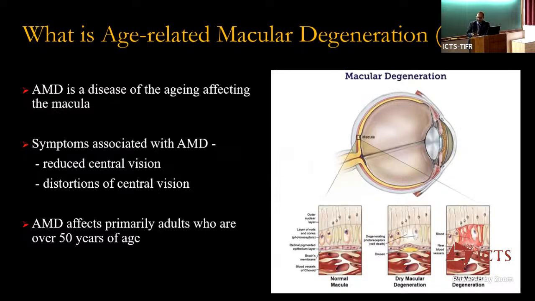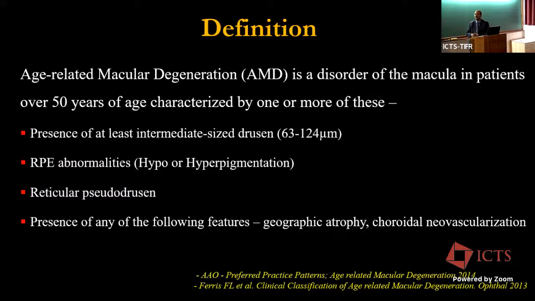And as you can see here in that cartoon, this is the normal macula. And macular degeneration has two types, the dry form, and we'll be seeing more of this in detail a little later, and the wet form, where you have a lot of bleeding and fluid and exudation. We'll see more about that. So strictly speaking, from a clinician's point of view, age-related macular degeneration is defined as a disorder of the macula in patients over 50 years of age, characterized by the presence of any of these, presence of at least intermediate sized drusen, 63 to 124 microns. These numbers are important.